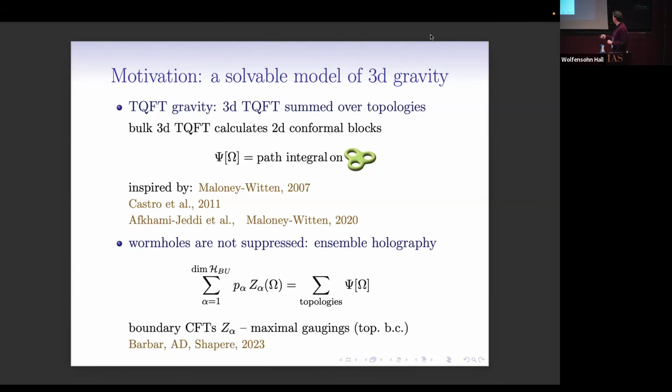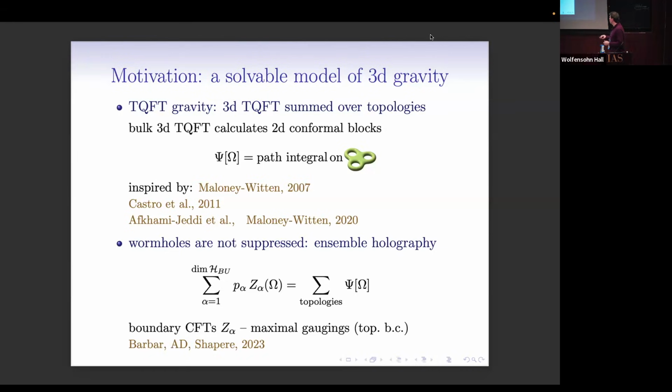I, on purpose, call this index alpha to make connection with Dan Harlow's talk. This is the alpha parameter. These CFTs are essentially alpha states in this ensemble holography. So, making connection with Dan's talk, these are alpha states.